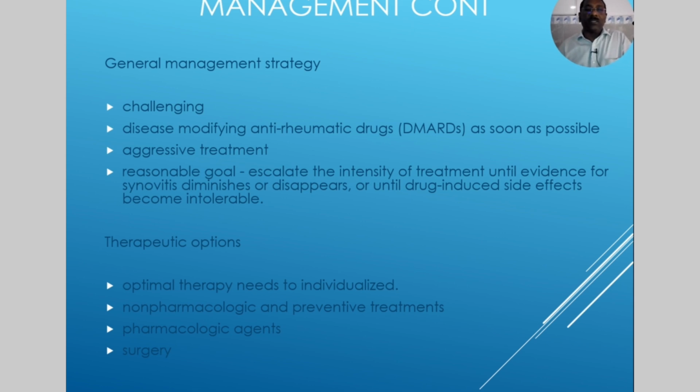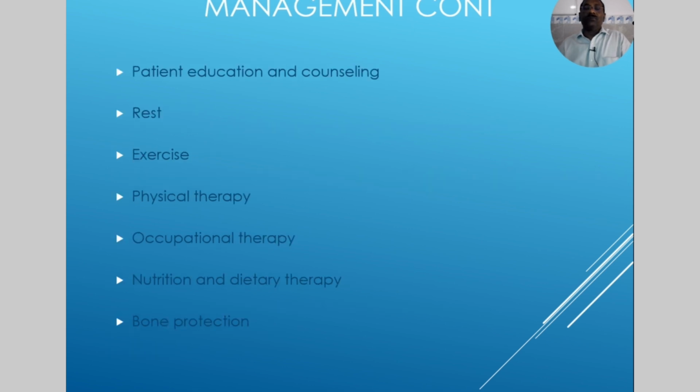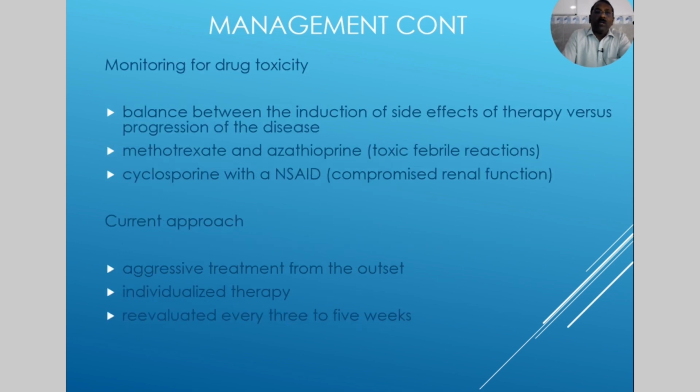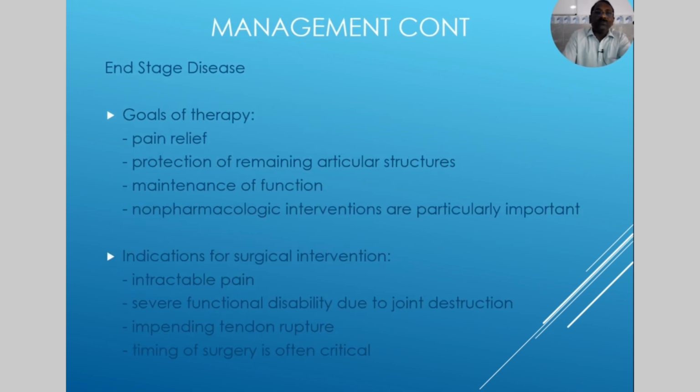Therapeutic options: optimal therapy needs to be individualized, non-pharmacological and preventive treatments, pharmacological agents, and some people may require surgical synovectomy also. So education, counseling, rest, exercise, physiotherapy, occupational therapy, nutrition, diet, and bone protection, because these people will have osteoporosis and osteopenia. So this is the combination therapy. Selection of DMARD combinations often employed: sulfasalazine and hydroxychloroquine, sulfasalazine and methotrexate, hydroxychloroquine, etc. Monitoring of the drug toxicity, I already told you.